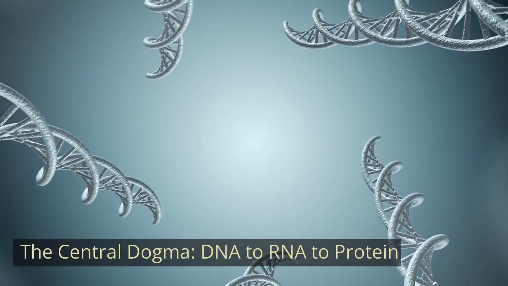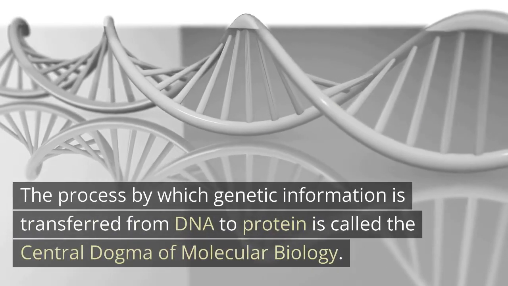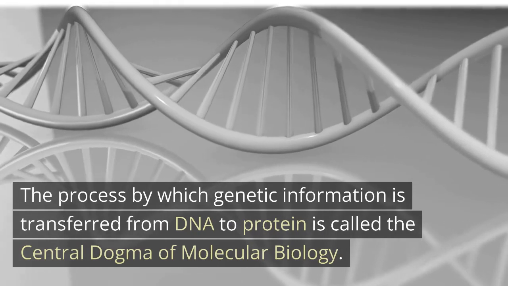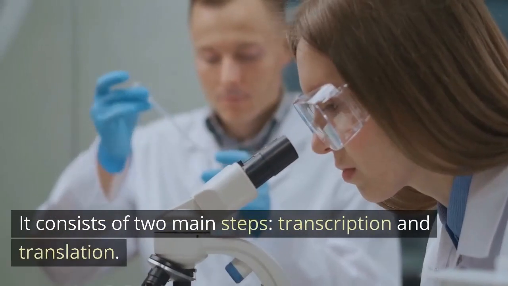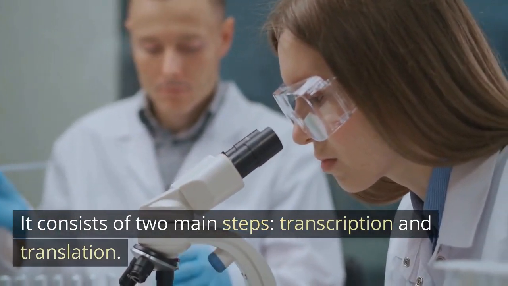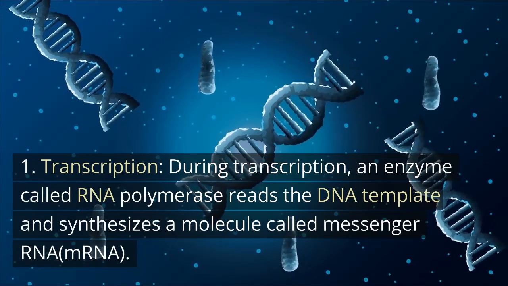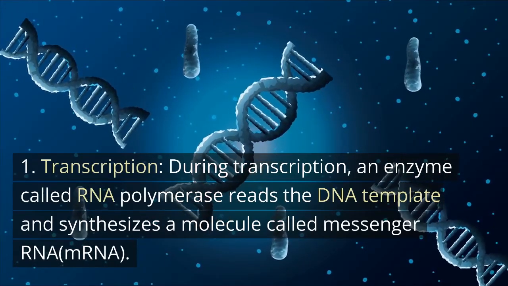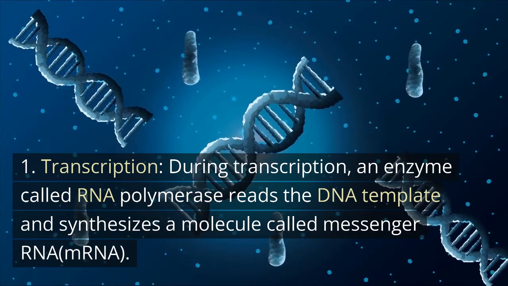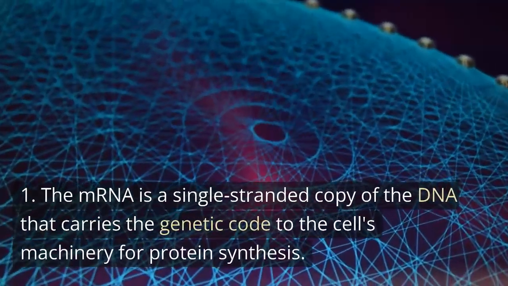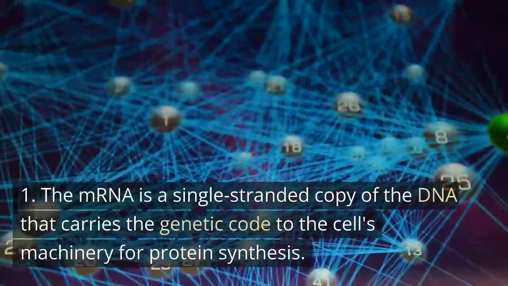The central dogma: DNA to RNA to protein. The process by which genetic information is transferred from DNA to protein is called the central dogma of molecular biology. It consists of 2 main steps: transcription and translation. 1. Transcription. During transcription, an enzyme called RNA polymerase reads the DNA template and synthesizes a molecule called messenger RNA, mRNA. The mRNA is a single-stranded copy of the DNA that carries the genetic code to the cell's machinery for protein synthesis.